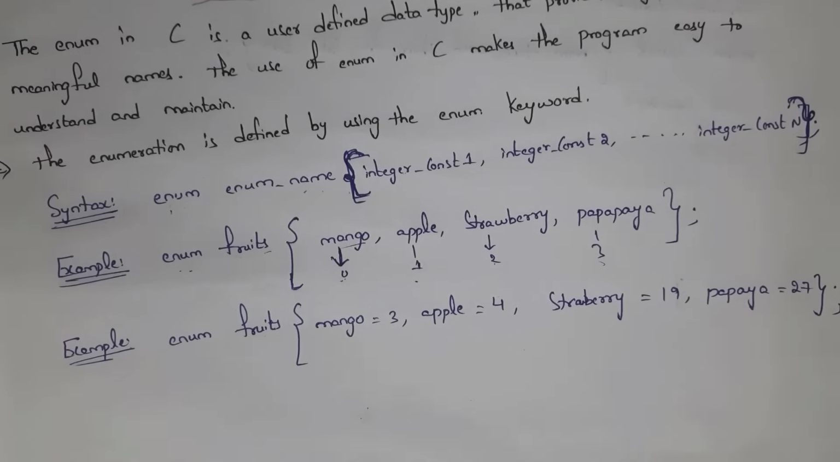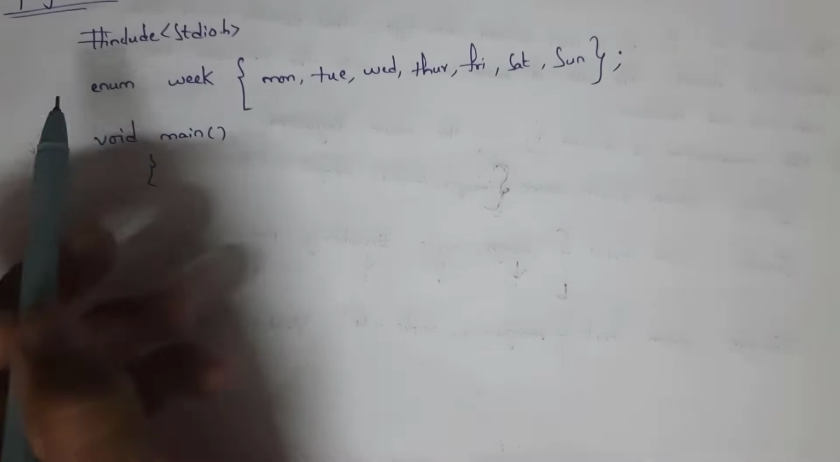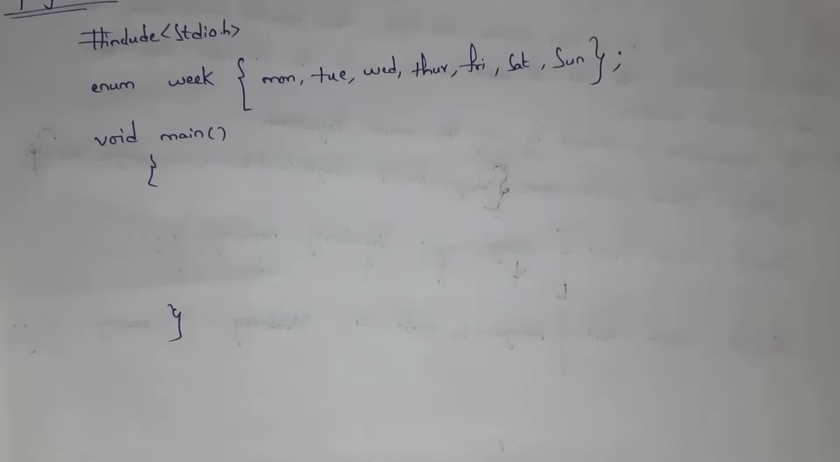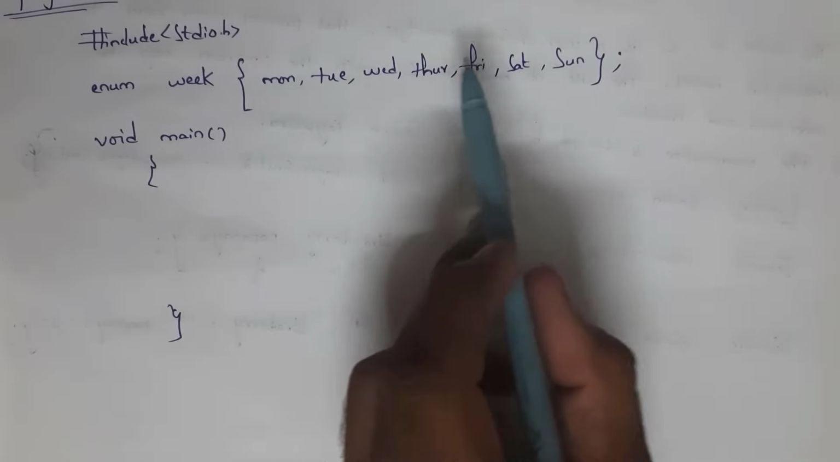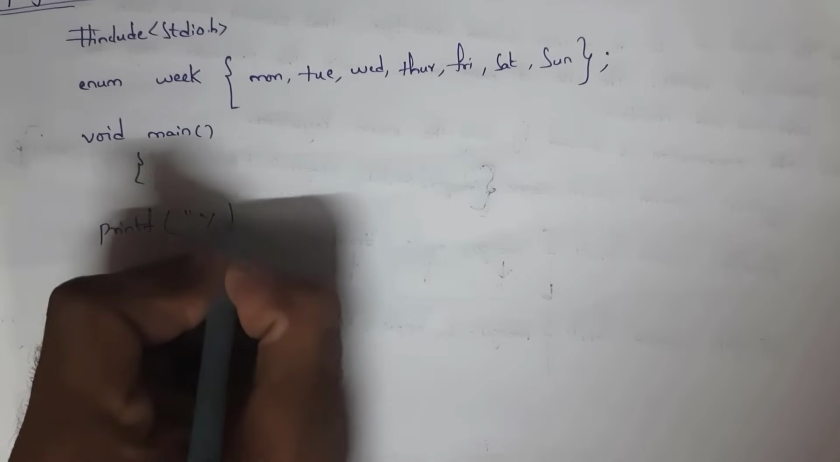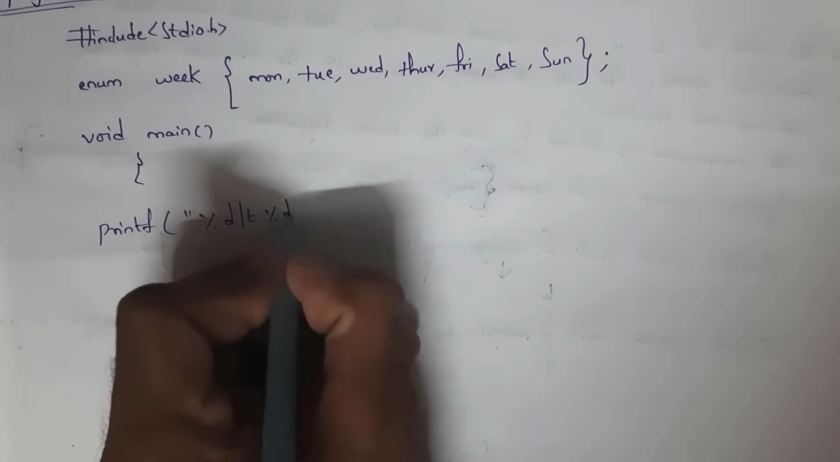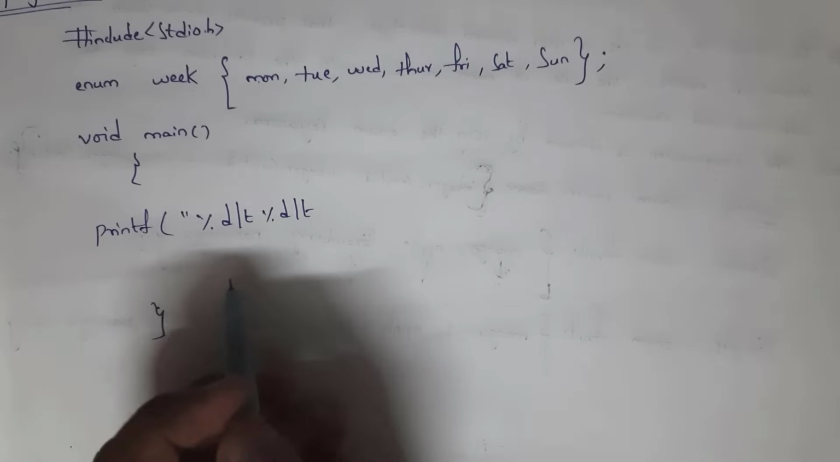I will give one simple program so that you can clearly understand how this enumeration data type works. Here I took the enumeration data type outside the main function. I took the enum keyword and then the enum name as week, and inside curly brackets I wrote names of the week like Monday, Tuesday, Wednesday, Thursday, Friday, Saturday and Sunday. Inside printf, write double quotations %d\t %d\t. Here I took a total of 7 names, so I need to write 7 format specifiers.